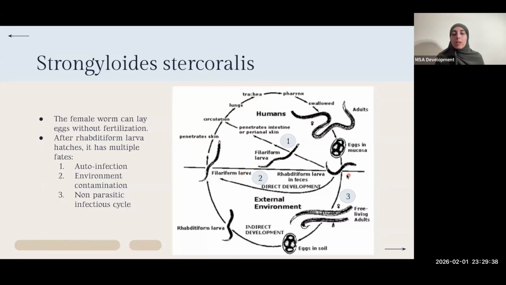Or it can turn into a free living adult, so it can grow up and become an adult that will go outside into the stool as well and live a non-parasitic life cycle outside. So the larva can either auto-infect the same person, or be released into the stool and infect another person, or be released into the stool, grow into an adult, and just live there freely, not as a parasite.